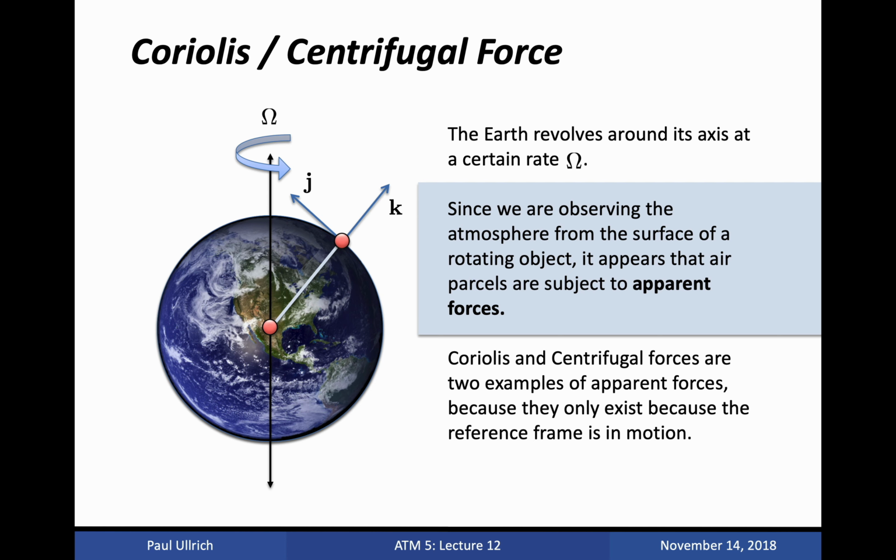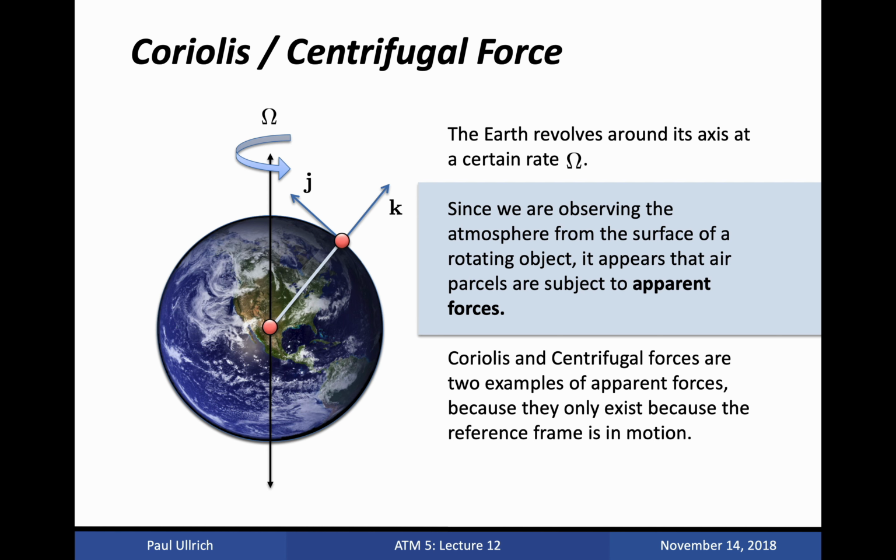So the second force that is important for motion of the atmosphere is the Coriolis force. Coriolis force is actually an example of what is known as an apparent force. That is, it isn't really a real force in the sense of something acting on the air parcel, but instead it's a force that is perceived by us standing on the surface of the Earth because of the fact that the Earth itself is rotating.